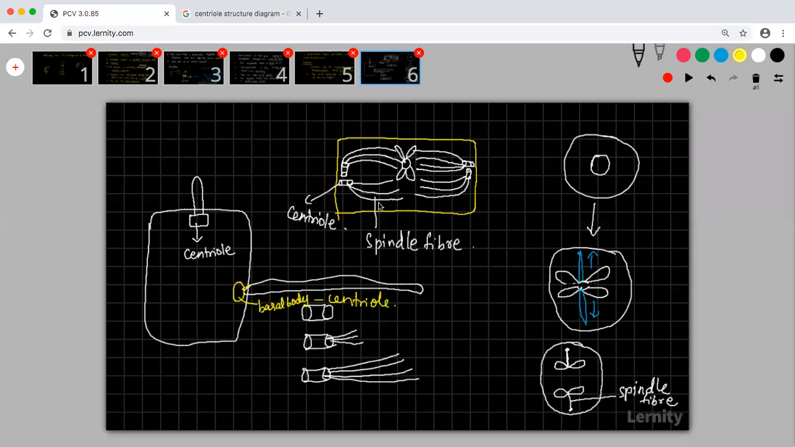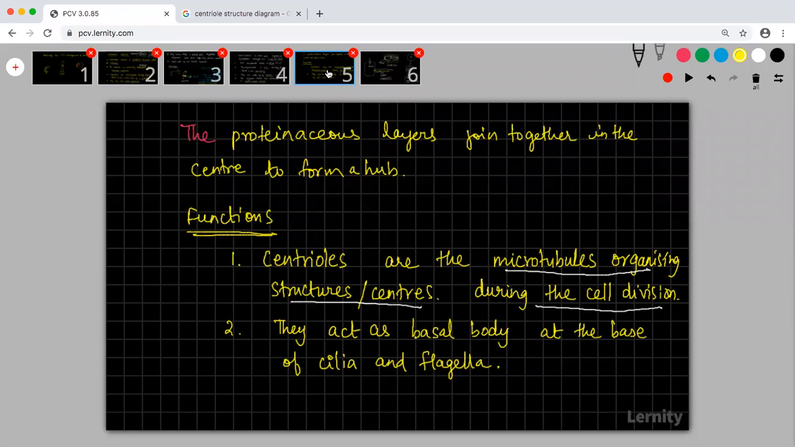Are you guys able to understand the two points here? Centrioles are microtubule organizing structures during cell division, and they act as the basal body of flagella or cilia. So these two are the functions.